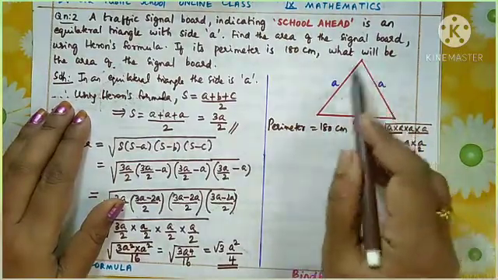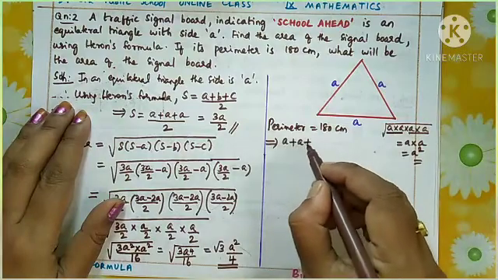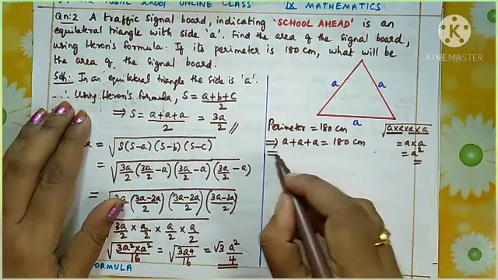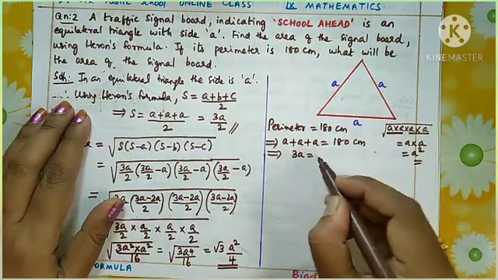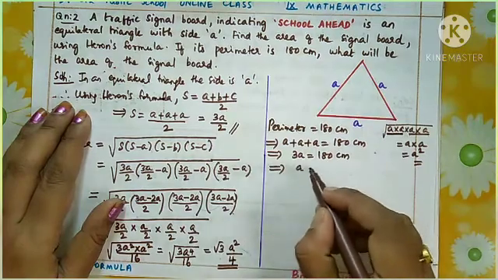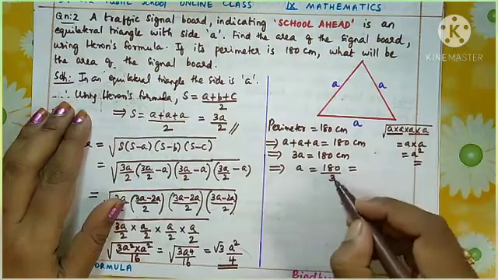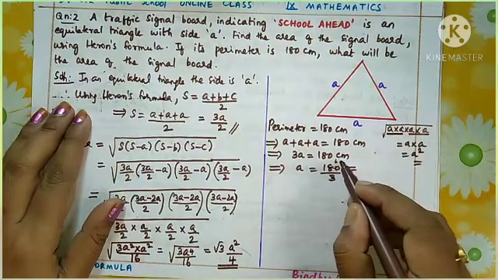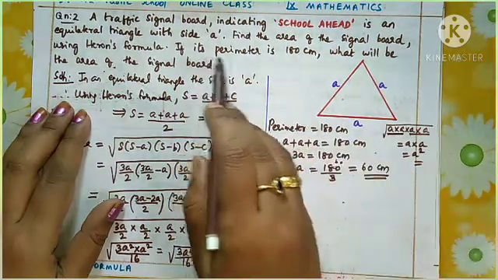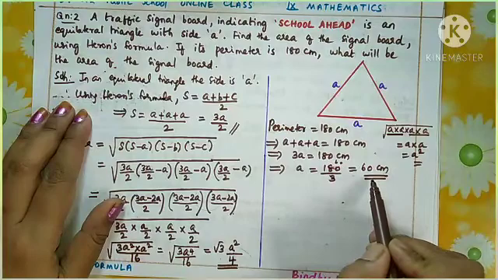Okay. So what do you know about perimeter? Adding all the 3 sides. So this implies a plus a plus a is 180 centimeters. That is 3a equal to 180 centimeters. That implies a equal to 180 by 3, that is how much? 180 by 3 is 60 centimeters. Thus from this perimeter of the triangle given, we got the value of a.